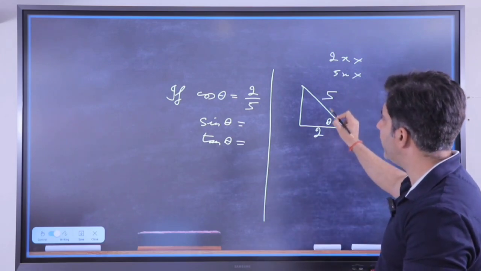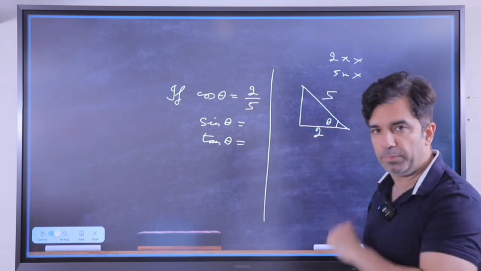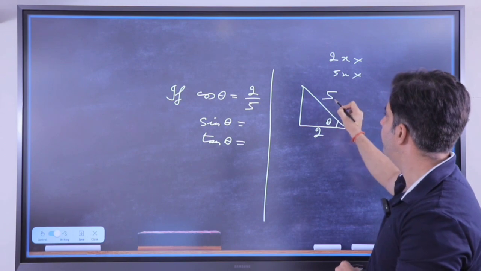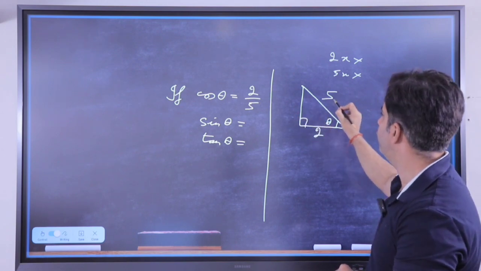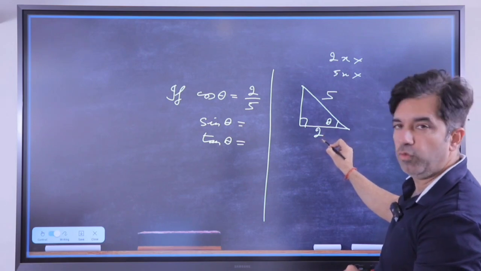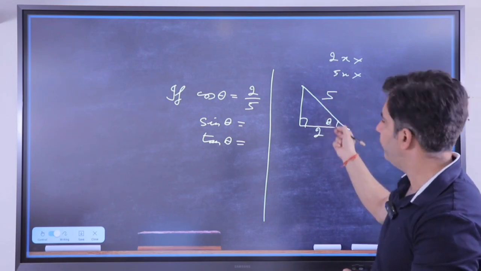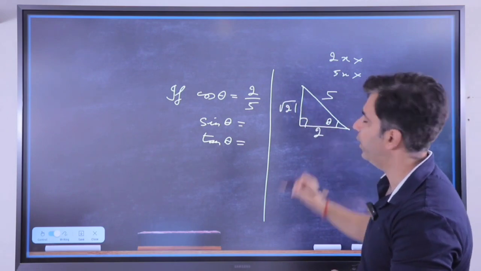Now we can easily find the third side like we were doing in the question we have just completed. Now this is 2, this is 5. So this would be 5 square minus 2 square using Pythagoras theorem. That is 25 minus 4, which is 21. So this would be square root of 21.